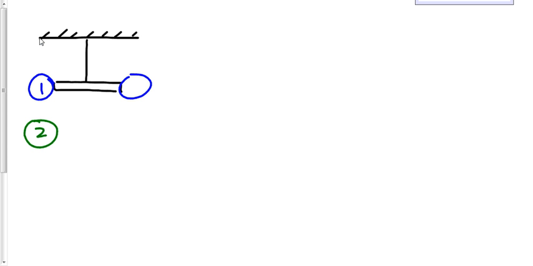When we bring Q2 nearby Q1, what happens? One of two things will happen here. What are the two possibilities? Yeah, it's going to attract or repel. So number 1 is either going to be pulled towards number 2 or it's going to be pushed away from number 2. It doesn't really matter what happens because in either case, that string is going to twist. We're going to examine the twisting properties of that string to determine the force.